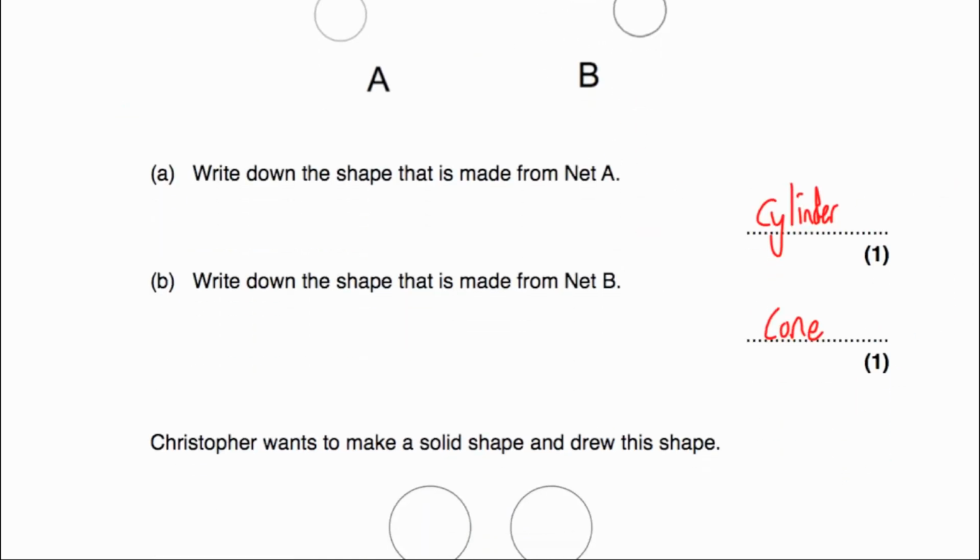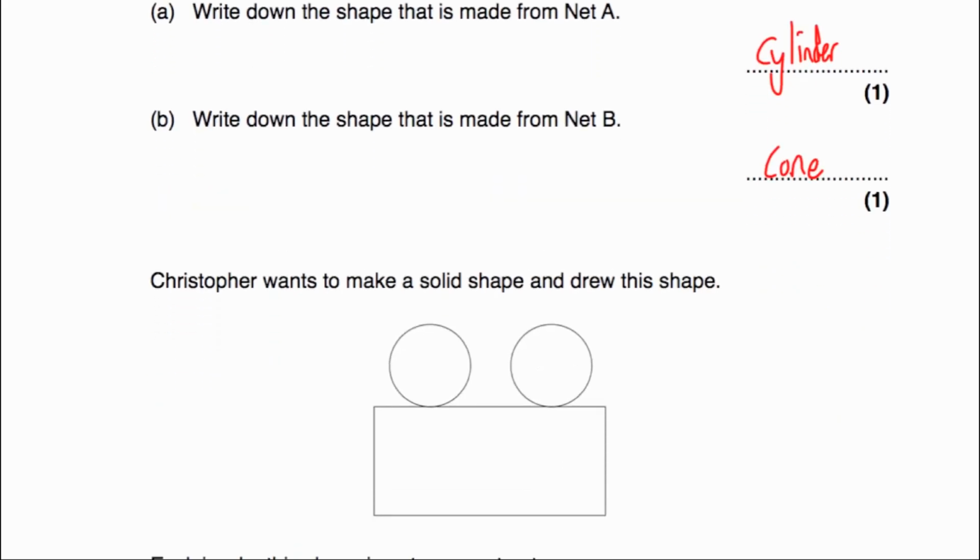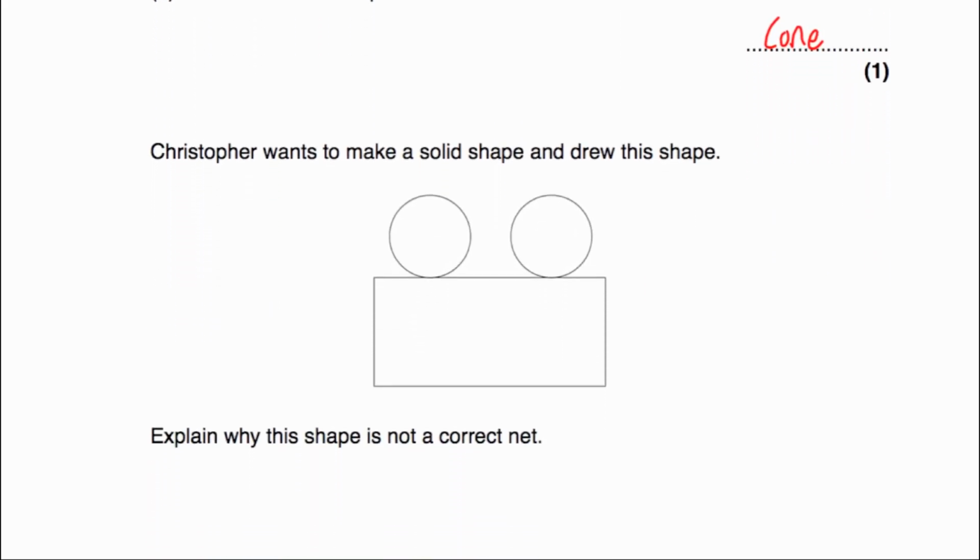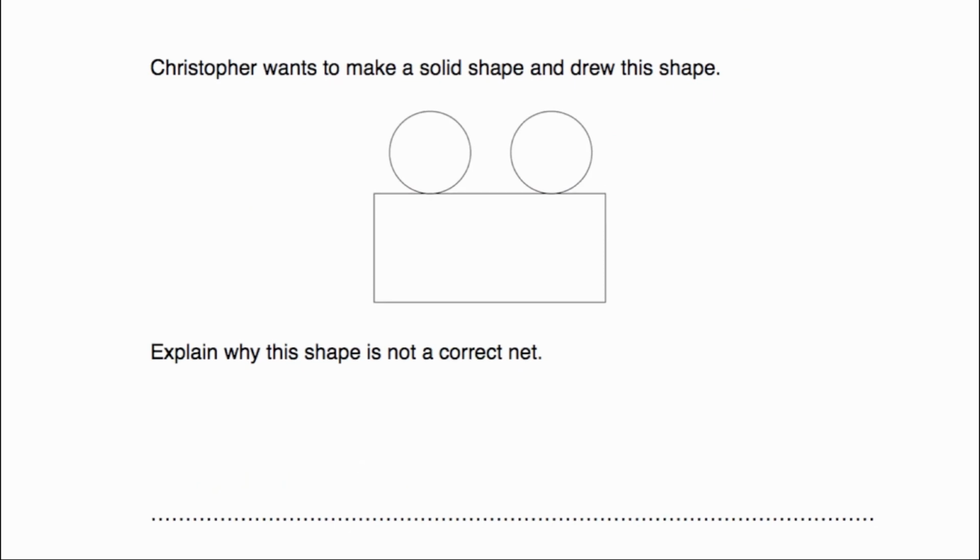Okay, part C. Christopher wants to make the net of a solid shape and has drawn this shape. So he also looks like he's trying to do the net of a cylinder as well, but he's put the two circles on the same side of the rectangle. So whenever you fold that rectangle around to be that curved face of the cylinder, it's going to have two circles on the top. You actually need one circle on the top and one on the bottom. So that wouldn't work. You would have a hole.